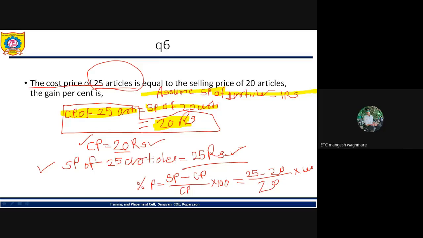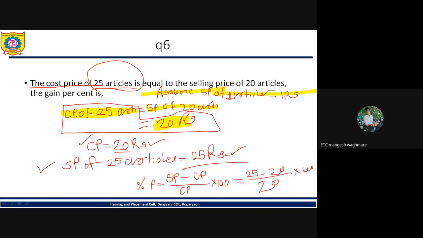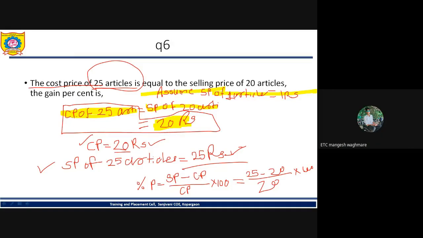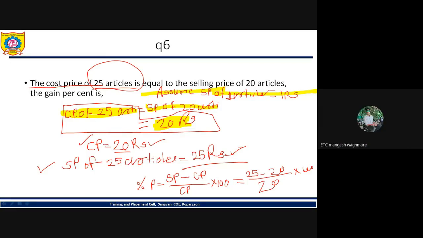Mangesh, yes, sir. Have you understood this problem? Yes, sir. So, Mangesh, tell me, what will be the selling price of 50 articles? 15. Okay. 100 articles. What will be the selling price of 100 articles? 100, sir.